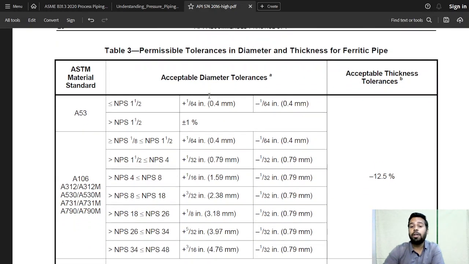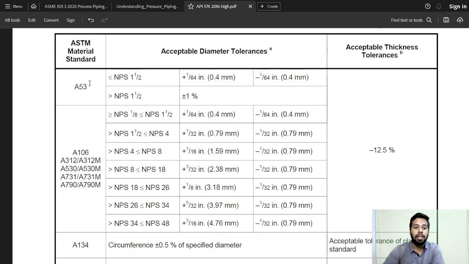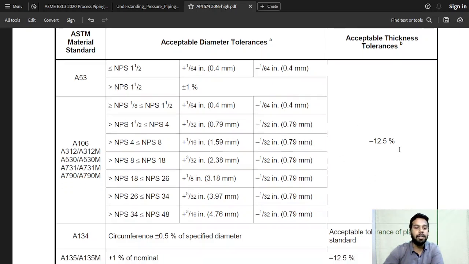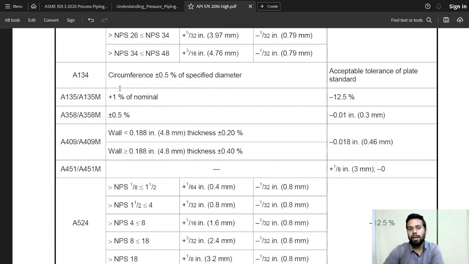Next is permissible piping tolerance. For A53, when the nominal pipe size is less than or equal to 1.5 inch, the diameter tolerance is plus 1/64 to minus 1/64. For pipes greater than NPS 1.5 inch, it is plus minus 1%. Same thing for different materials. The acceptable tolerance is minus 12.5%. Again, for A124, the circumference, specified diameter, the acceptable tolerance of the plate standard. So basically the tolerances are given for all the thickness measurements that were given in the above table.